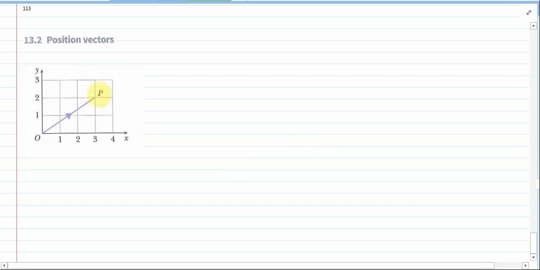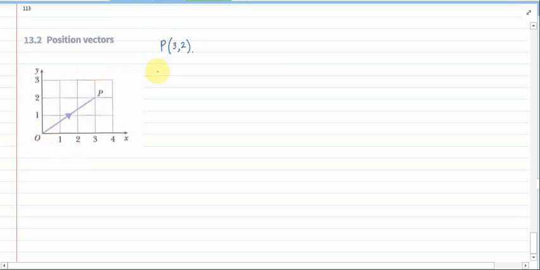If I'm talking about the coordinates of P, right? If I ask you what the coordinates of P are, I hope all of you can answer easily that the coordinates are 3 and 2, right? These are the coordinates of P. But the question arises that these coordinates are with respect to the origin, right?